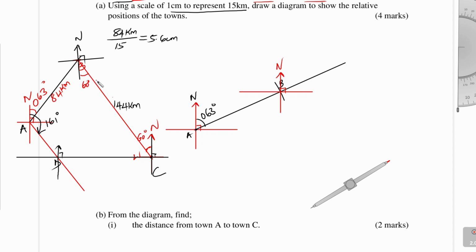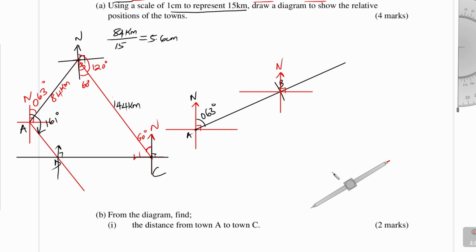This angle is 60, and these are alternate angles on a transversal, and therefore this angle that is here will be 120, because this one is a straight line. So this is 60, this will be 120. So this angle will be 120. That is what I will measure, 120. So from B here, I will measure 120 so that I can locate C easily.